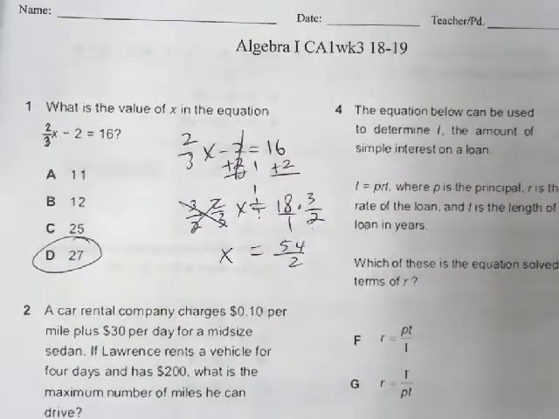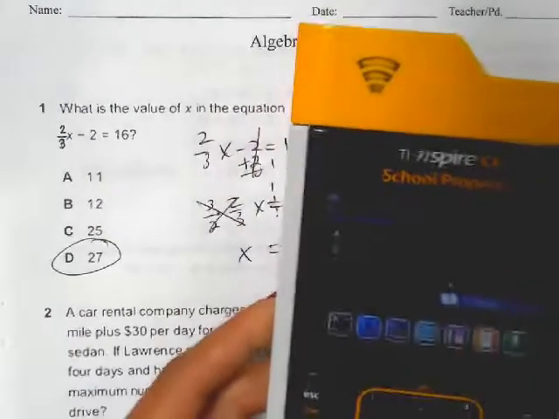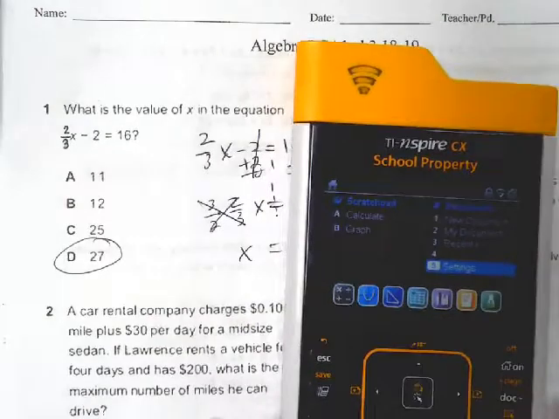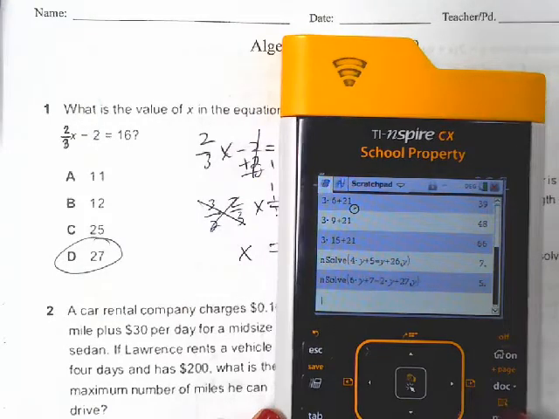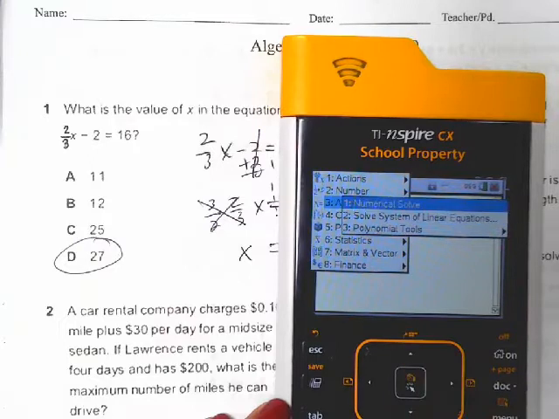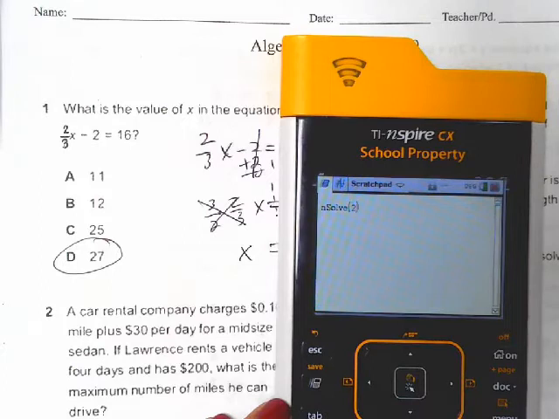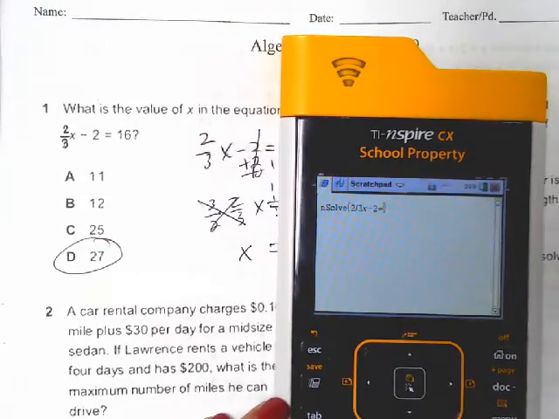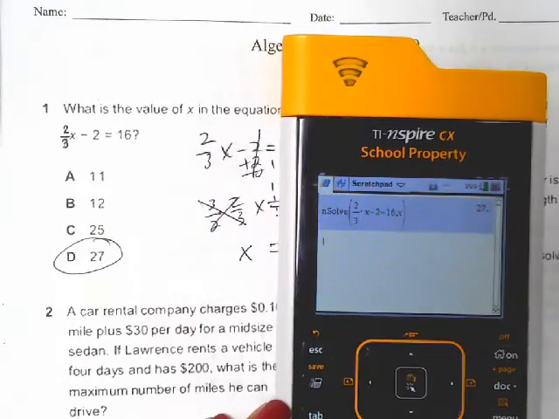Also, you could have done this one in the calculator using NSolve. So you would go Menu, Algebra, Numerical Solve. You would plug in the equation 2/3 x minus 2 equals 16. Don't forget comma x. Enter.